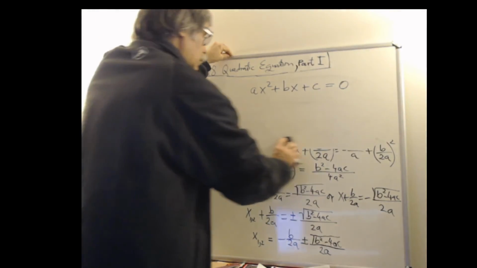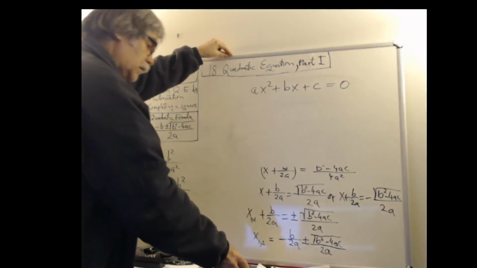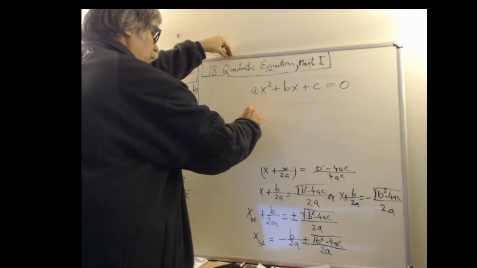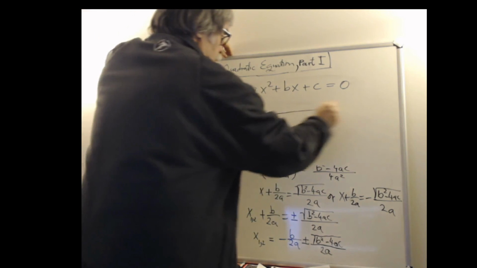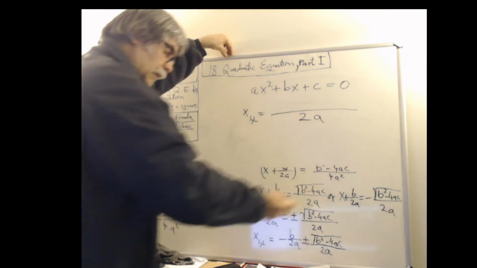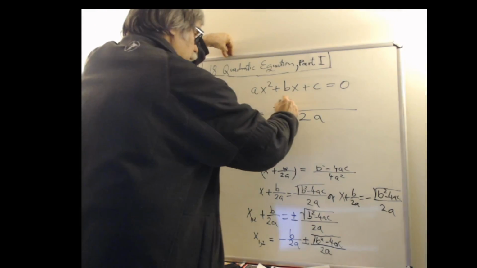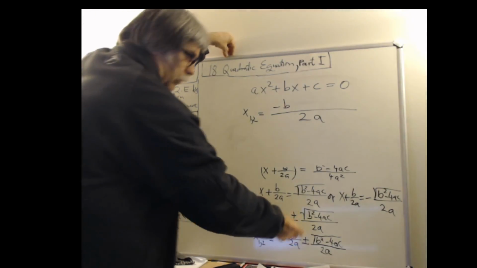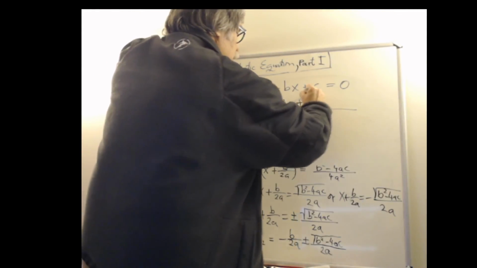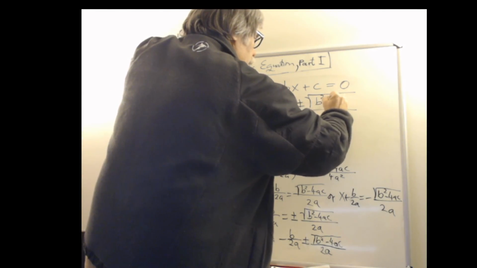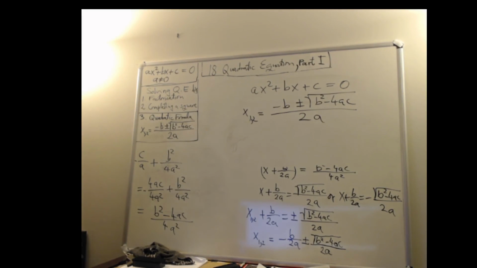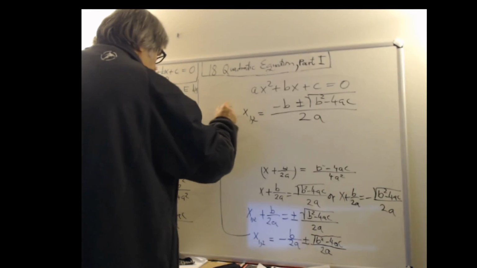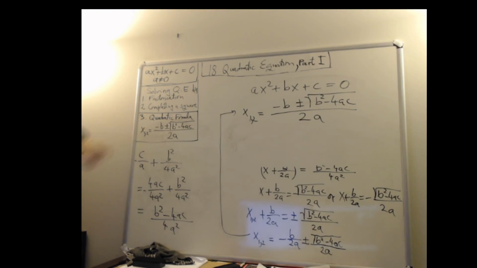I need some space. I have x1, 2 equals... add them, common denominator, the first numerator minus b, the second numerator plus minus b squared minus 4ac. So, quadratic formula.